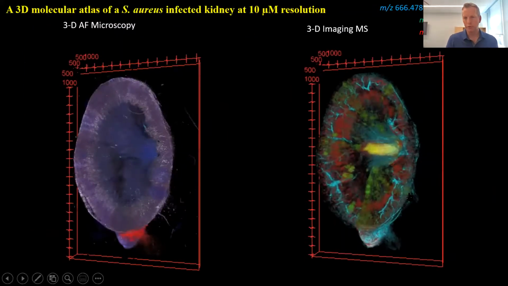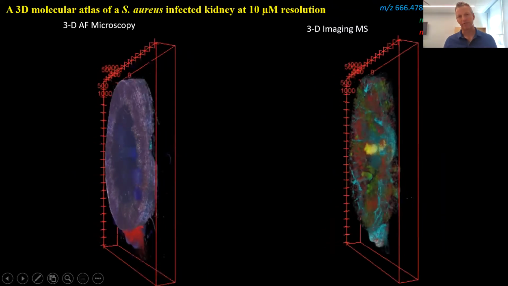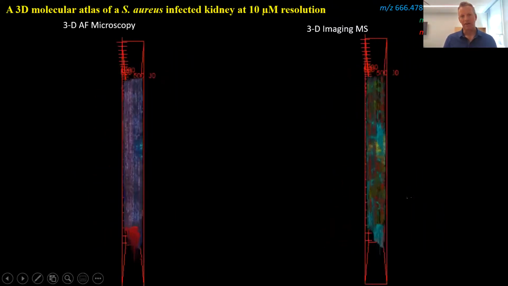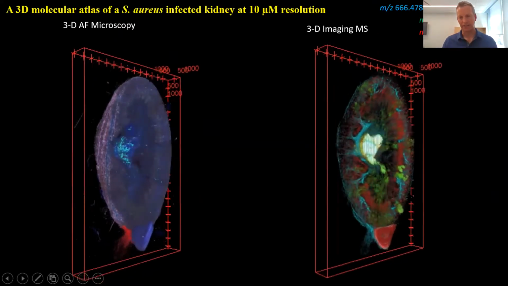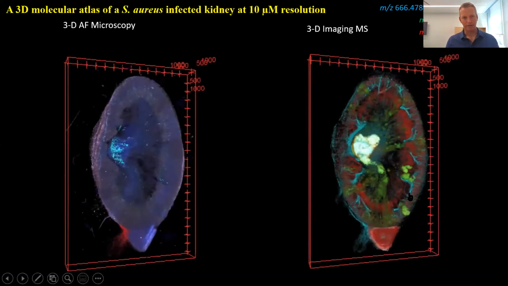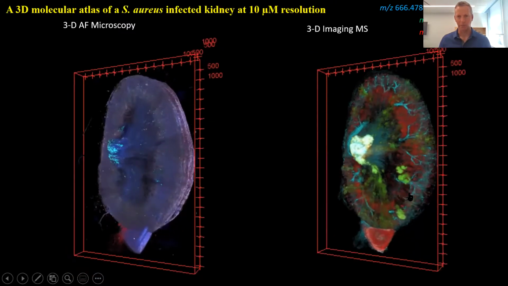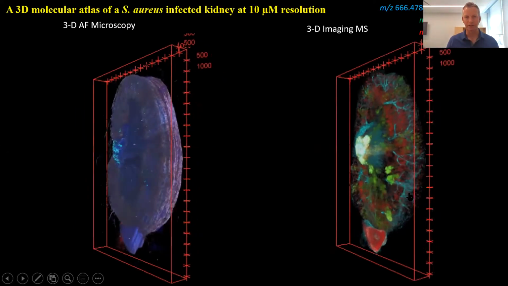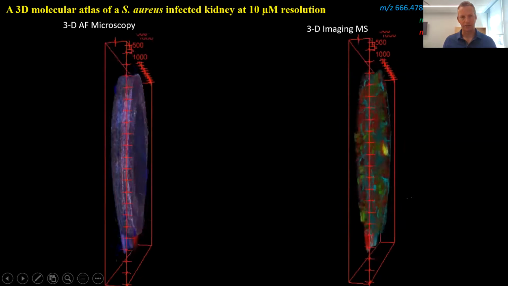So just a preview on the next 2 slides. We've just finished, or recently have finished, the collection of a 3-dimensional data set through a kidney of an infected animal at 10 microns. And we're hoping to submit this paper within the next few weeks. And I just wanted to show you a few movies that we put together quickly so that you can see what the images look like.